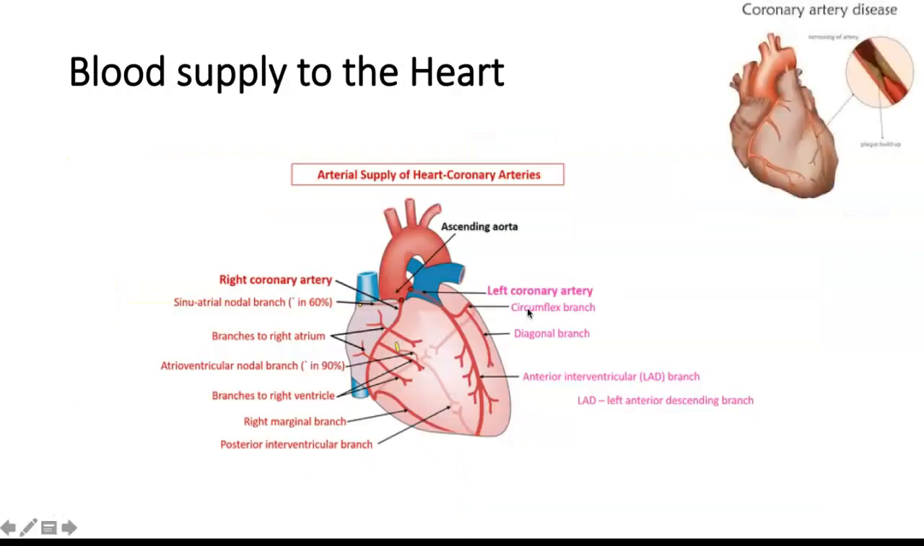Just a reminder of the blood supply to the heart. Recall that the right and left coronary arteries supply the heart muscle itself. They arise from the ascending aorta, and this happens right as the aorta leaves the left ventricle. If there is any kind of stenosis, or if there are atherosclerotic plaques in these vessels, it will affect how well the cardiac muscle itself is perfused.